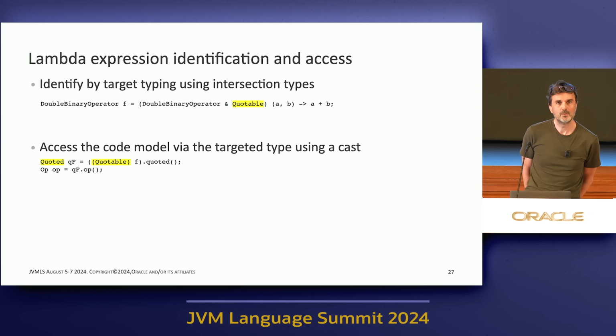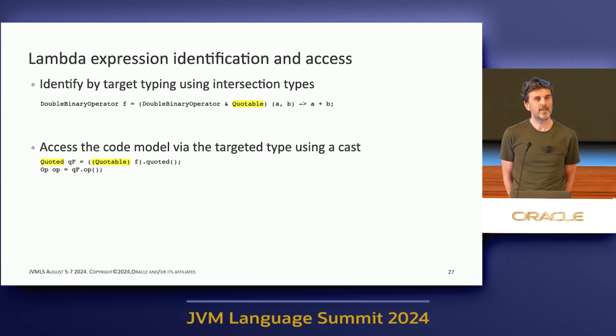Okay, back on to Lambda. So I talked a bit about methods. I talked a bit about translation at a high level. And now I'm going to talk about how we identify code to be reflected over in Lambda expressions.